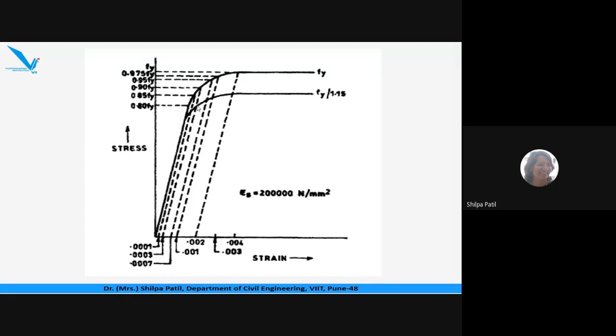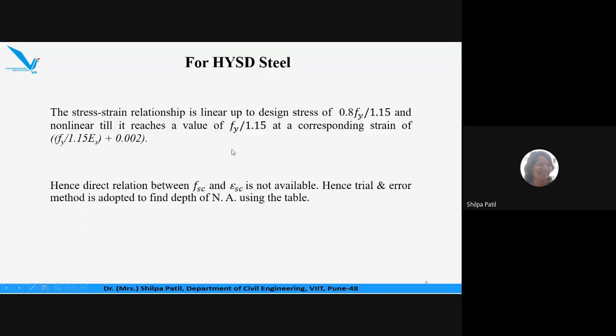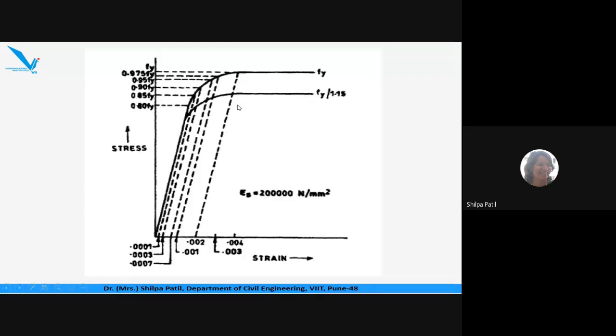Okay, so up to that value the curve is linear, and beyond that the curve is non-linear, up to Fy upon 1.15. So this value is actually Fy upon 1.15, that is, we are getting 0.87 Fy here. For all this portion, whatever strain values we get from this curve are called inelastic strain values.